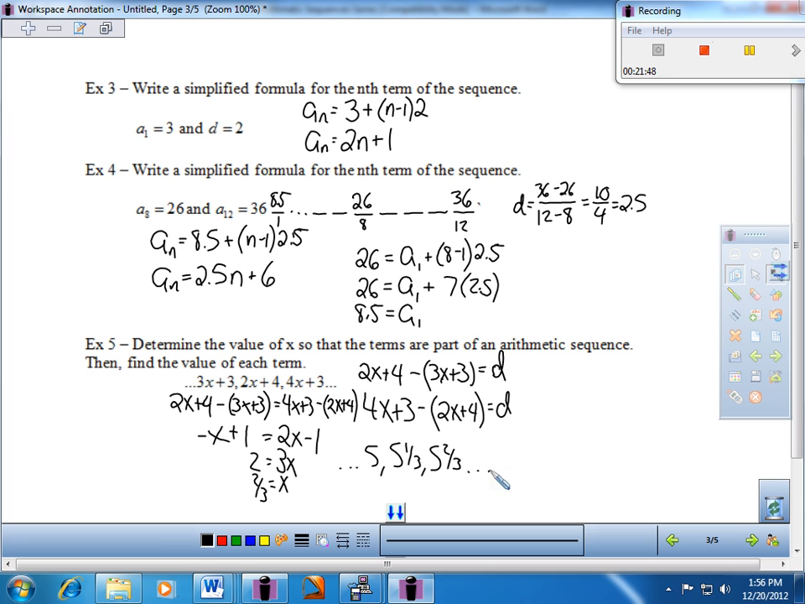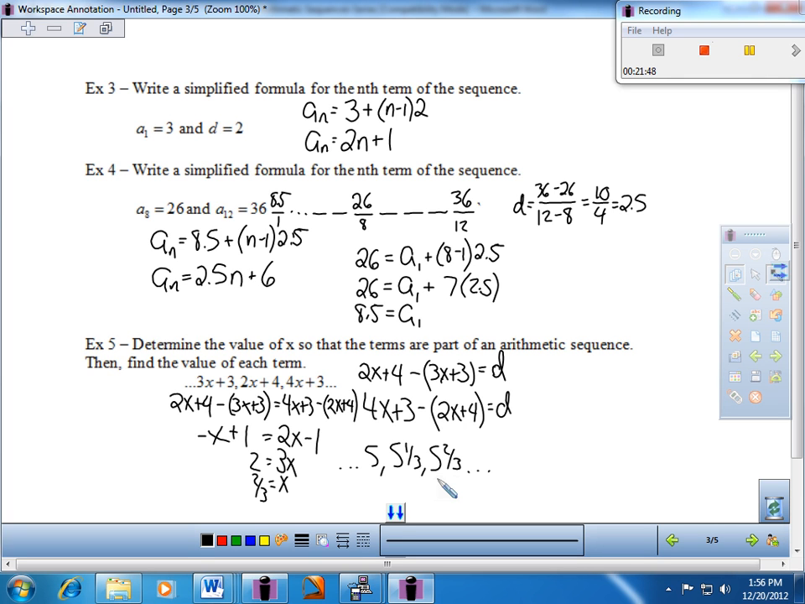I didn't bring up my calculator. I just kind of looked at my sheet as I had done this one before. Put that in, and you get your 3 values. And you can see the difference here is 1/3. That's what makes it arithmetic. Excellent.